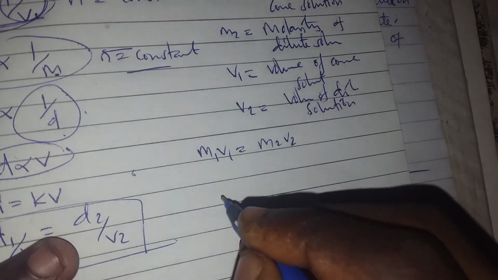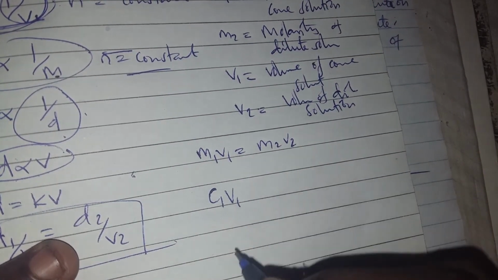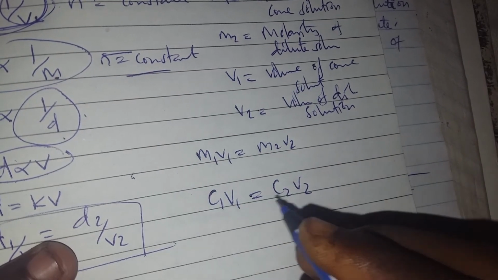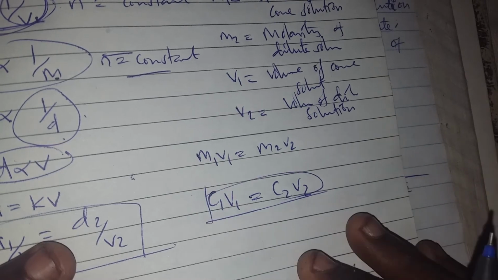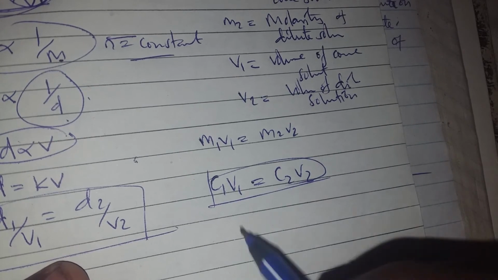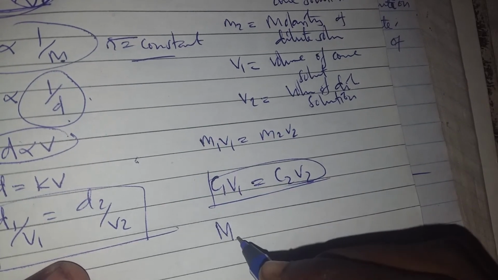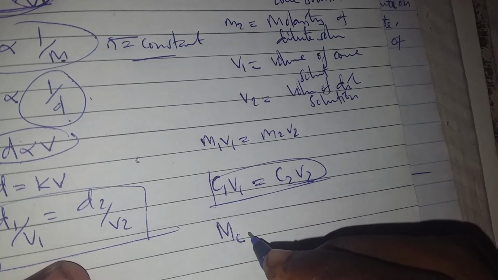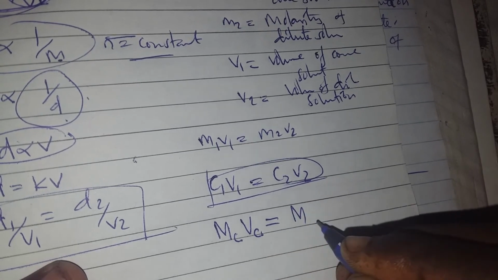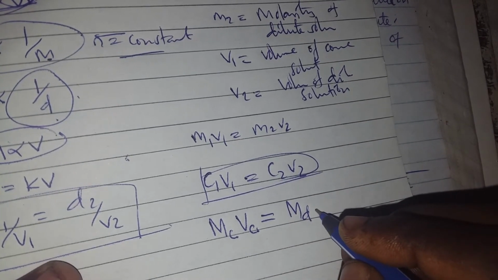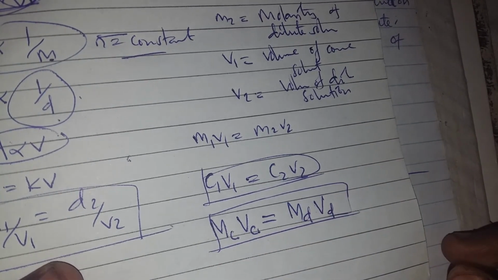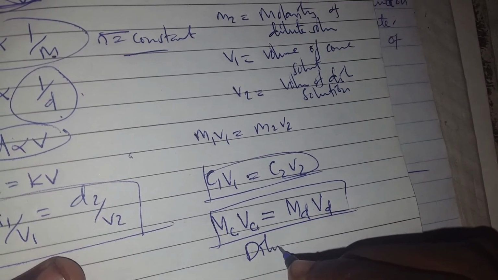Or in other words, sometimes they can represent it as C1 V1. That means concentration 1 times V1 is equal to concentration 2, C2 V2. But remember, if we are saying concentration, we are talking of molarity. And sometimes we can write it as molarity concentrated, that is MC, times volume concentrated, VC, is equal to molarity dilute, MD, times volume dilute, VD. This is the generalized expression for the dilution law.